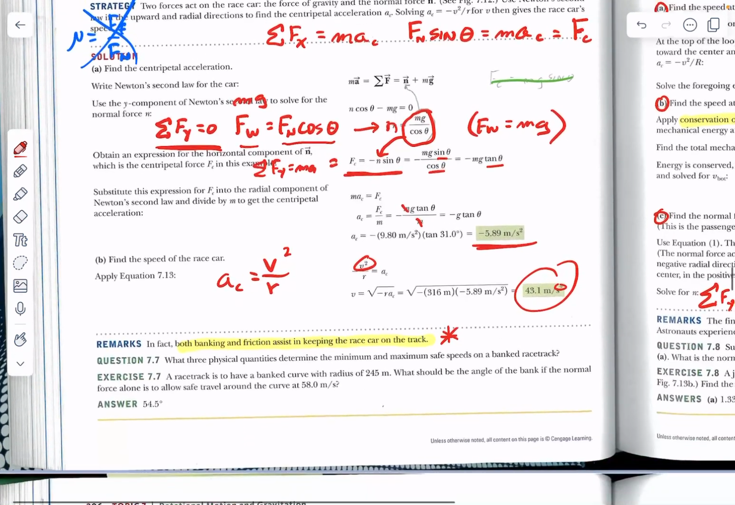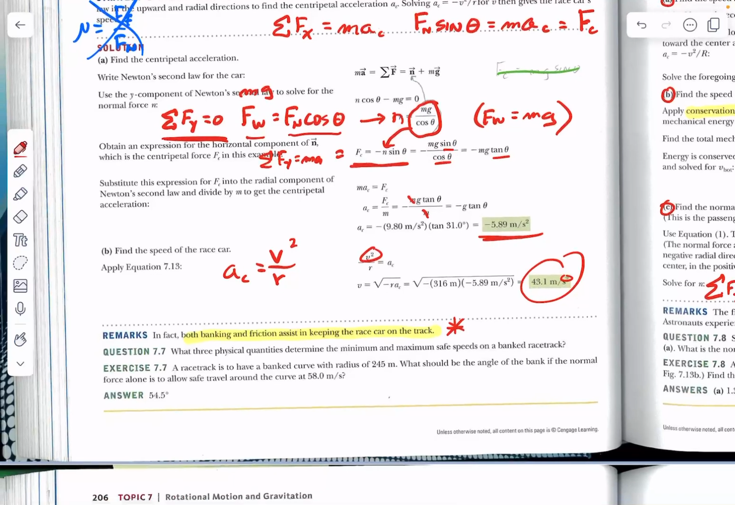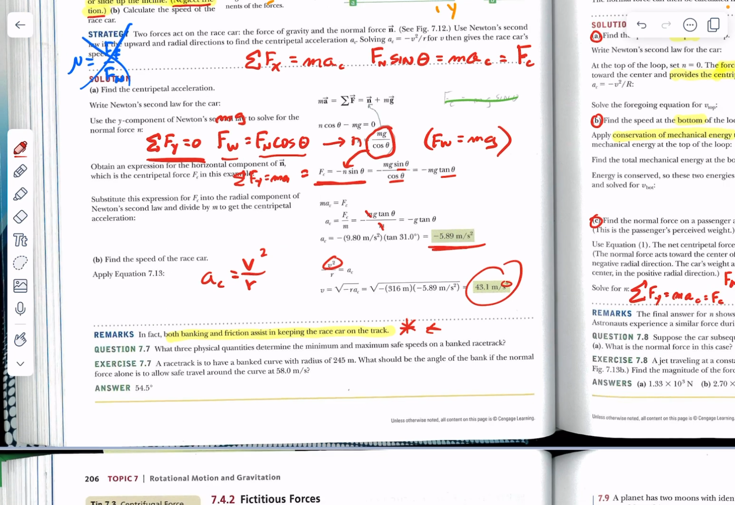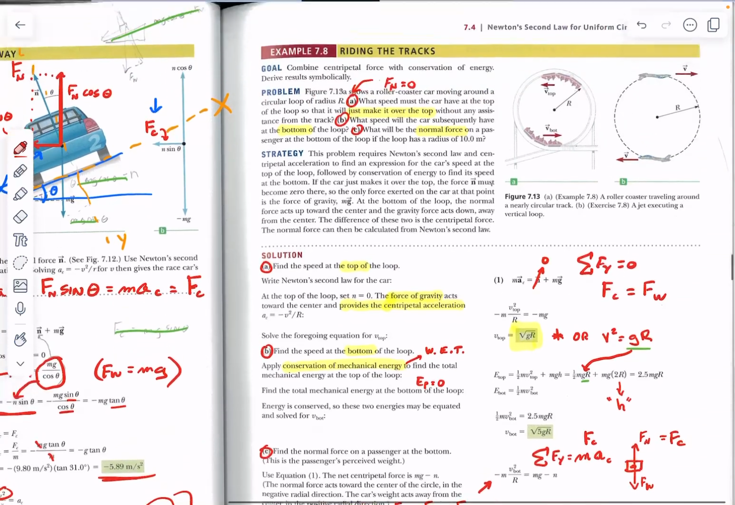Shame, shame. All right. Now, the book points out, of course, that you have both a steeply banked curve and you have friction. And this problem ignores the friction, though it would be an important consideration.